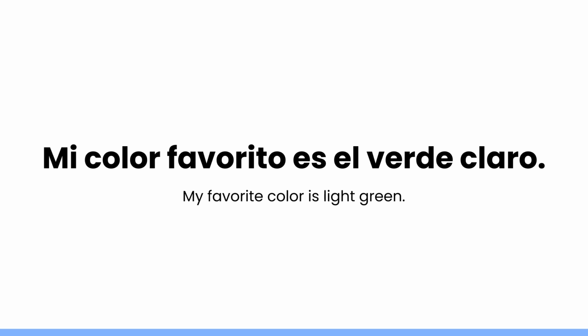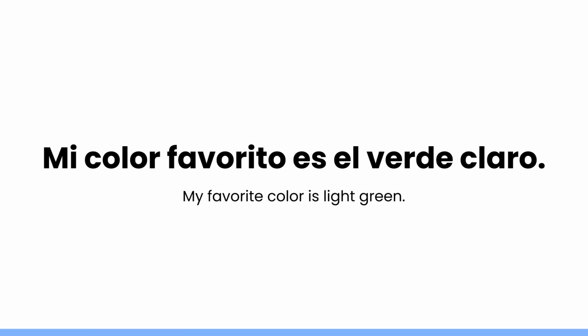So my favorite color in Spanish is mi color favorito. So not mi favorito color, but mi color favorito. We switch it around. Then, of course, is is es, and light green is verde claro. And then in Spanish we add this el in between because we are talking about the color, which is a thing that we are talking about. So if we were to literally translate the sentence, it would say mi color favorito, so my color favorite, es el verde claro, is the green light. So mi color favorito es el verde claro. My favorite color is light green.